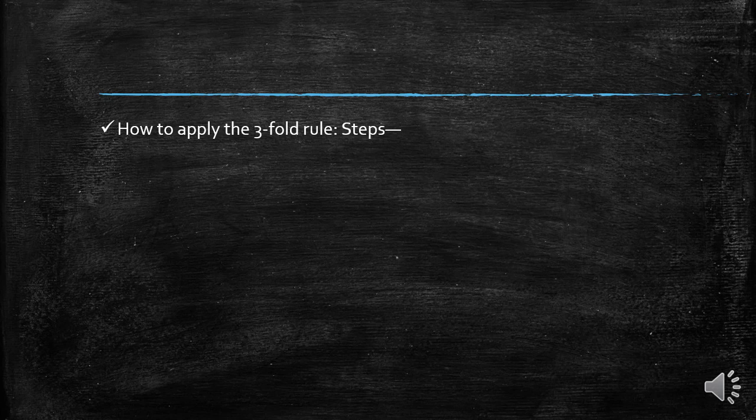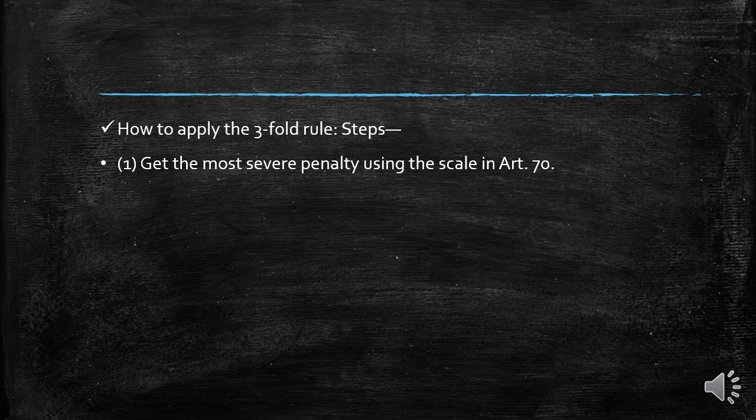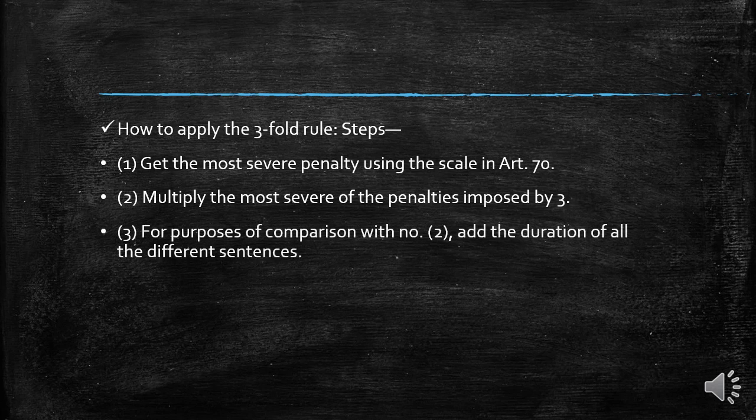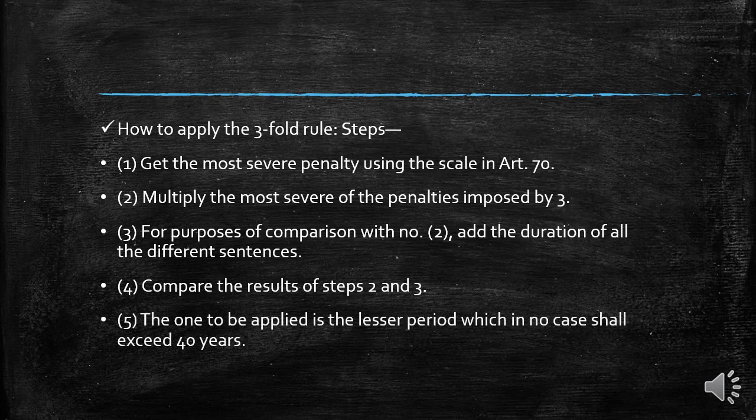How to apply the threefold rule? Here are the steps. Step number 1, get the most severe of the penalties imposed using the scale in Article 70. Number 2, multiply the most severe of the penalties imposed by 3. Number 3, for purposes of comparison with step number 2, add the duration of all the different sentences imposed. Number 4, you then compare the results of steps 2 and 3. And number 5, the one to be applied is the lesser period, which in no case shall exceed 40 years.